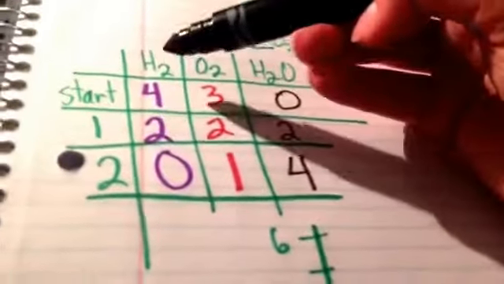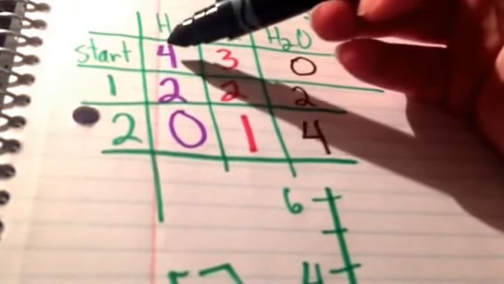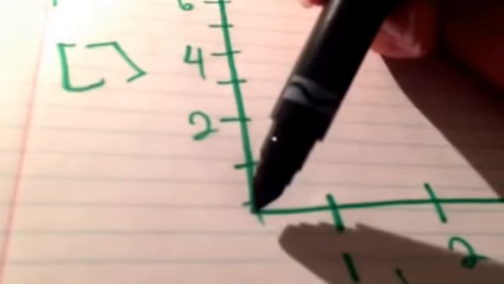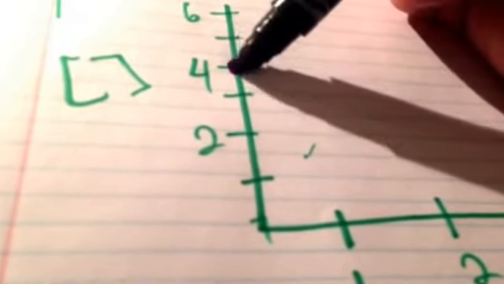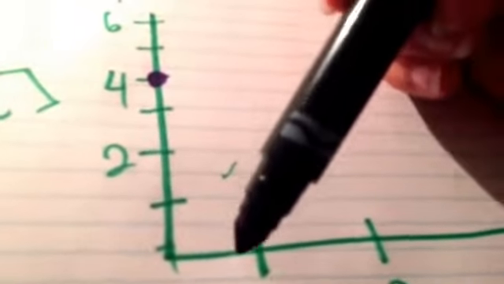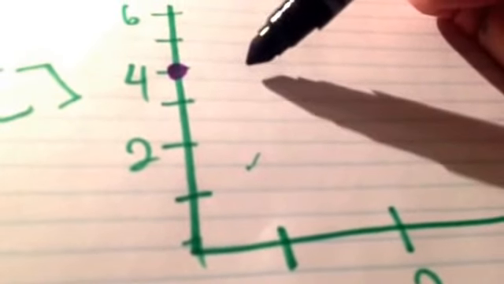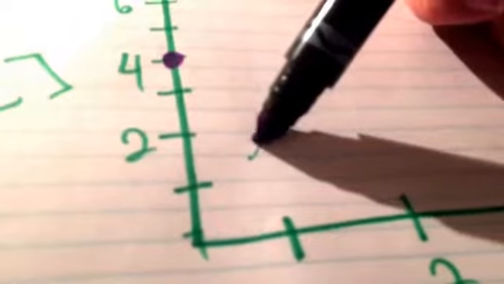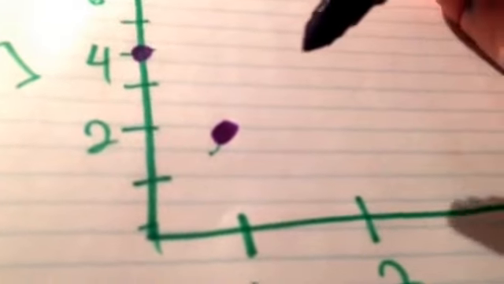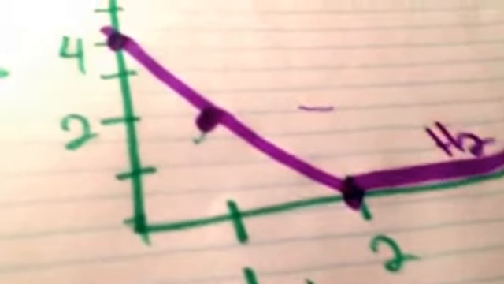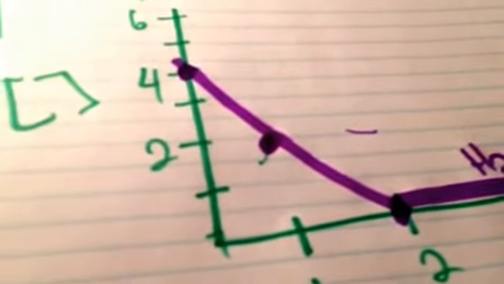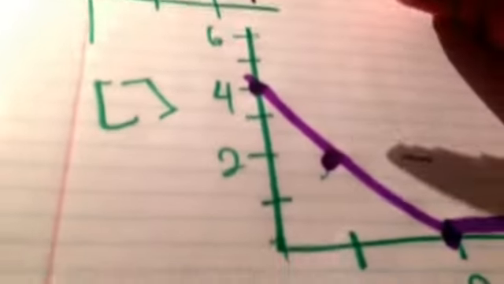We're going to plot our hydrogen first. At starting point, we had 4. So this is at our 0 reaction. This is our starting point. We're going to plot 4. And then when one reaction happened, we lost 2. So we have to go down 2. And then at our second reaction, we lost 2 again. And so this means we go down like this. And you can kind of write your line off to the side and write H2 so that you don't get your lines confused later.